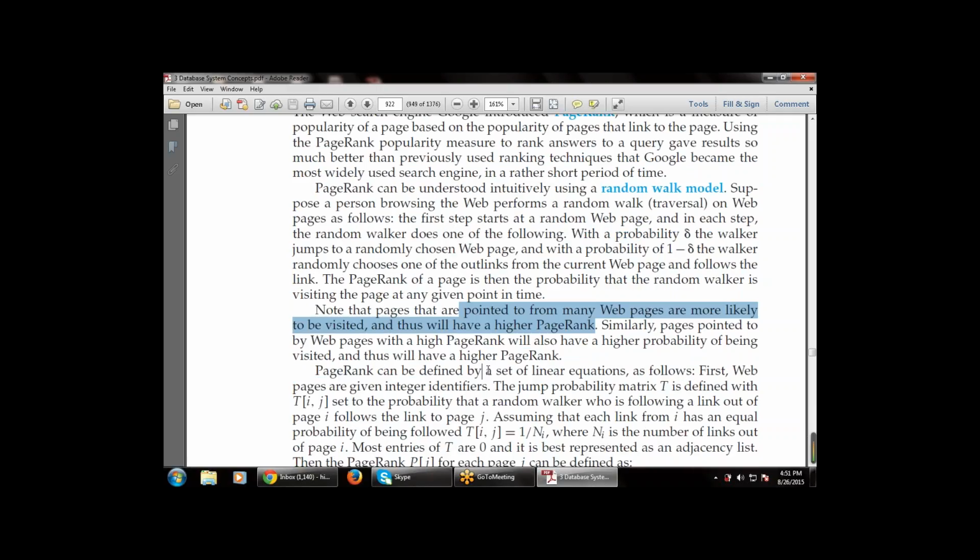PageRank can be defined by a set of linear equations, which involve the probabilities contained in T_ij.